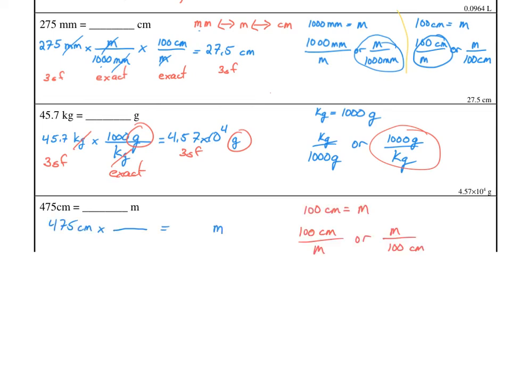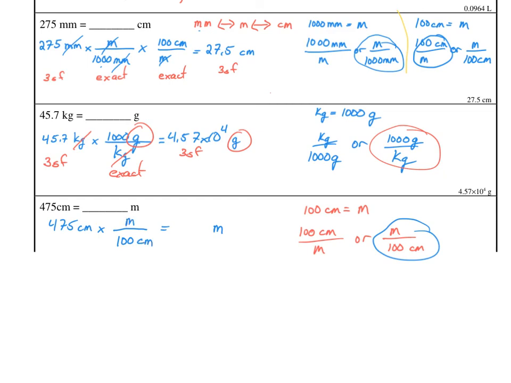Right, we have our initial setup. We want to go from centimeters to meters. We recall that 100 centimeters is equivalent to a meter. So we can write our two different conversion factors. We want to use a conversion factor that has centimeters in the denominator so that we can cancel out units of centimeters.